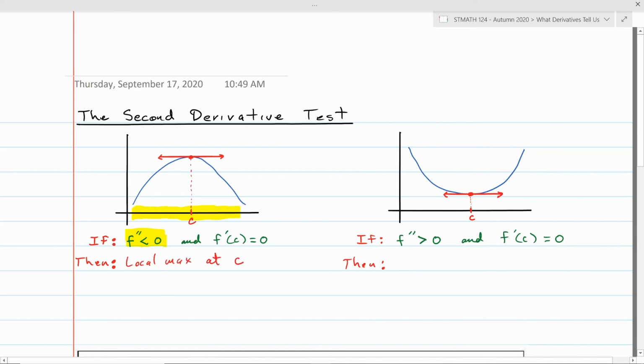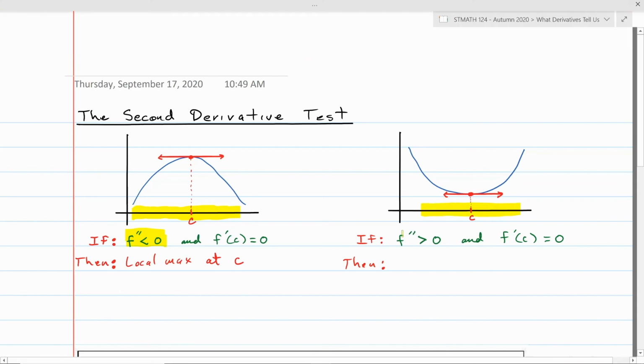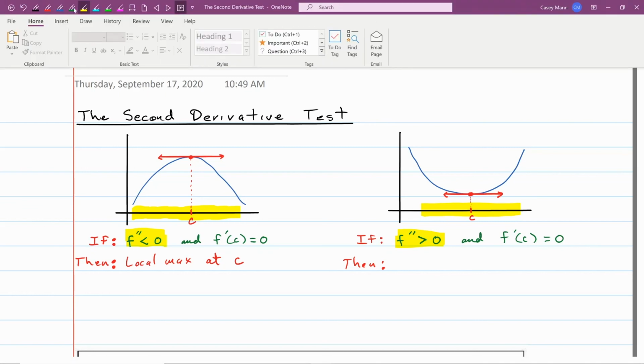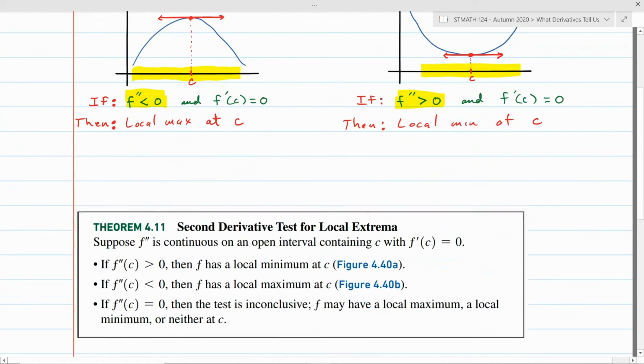And similarly, over here, if you have an interval where the second derivative is positive, that means the curve is concave upward there, so it's bent upward. And you know that you've got a critical point inside that interval, then it's pretty clear what's got to be happening there. If the derivative goes flat, in other words, the derivative is equal to 0, and the curve is bent upward there, then you've got to have a local minimum at C. And that's exactly what the second derivative test says.